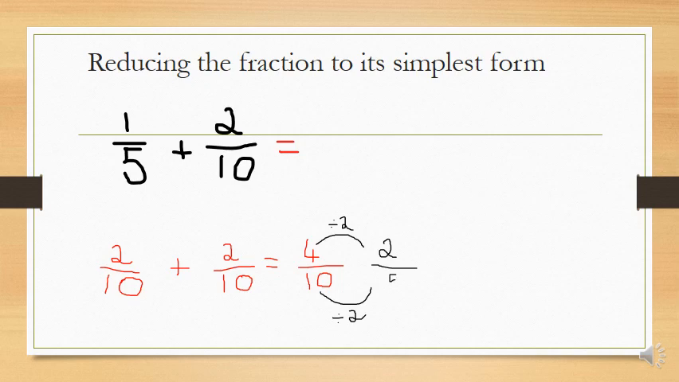So we know 1/5 add 2/10 equals 2/5. That's the fraction in its simplest form, 2/5. So things to remember: find the common denominator, add or subtract your numerators, and then reduce the fraction to its simplest form. And this usually involves finding a number that will go into both your numerator and denominator. If you can't find a number that will go into both your numerator and your denominator, then your fraction is already at its simplest form.